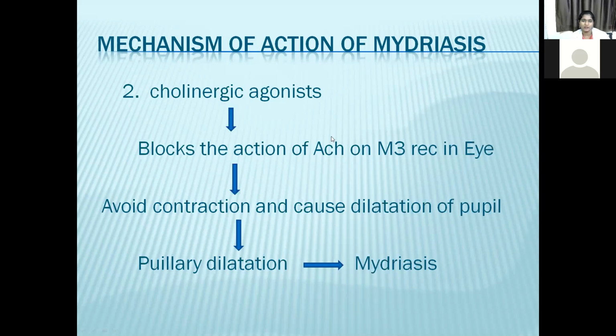So cholinergic antagonists block the M3 receptors. It blocks M3 receptors, avoids contraction, and increases the pupil size. It causes dilatation of the pupil, pupillary dilatation. So it produces mydriasis. Anticholinergic drugs produce mydriasis. So this is the passive mydriasis.